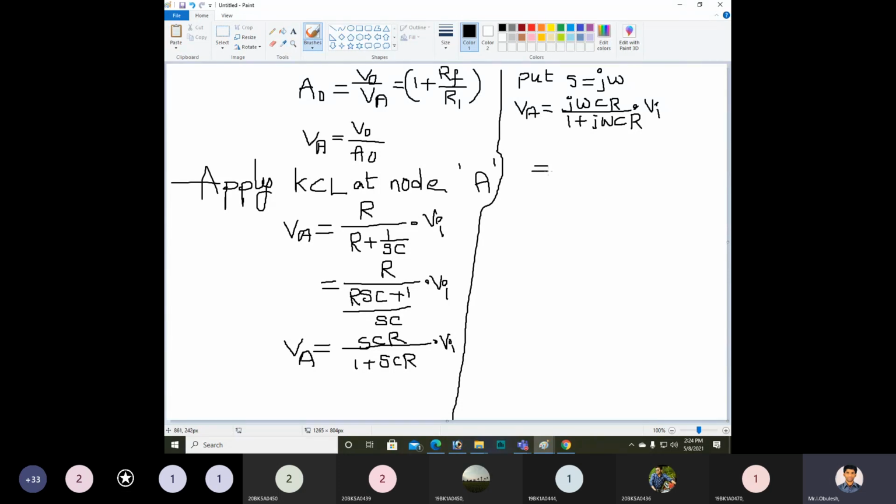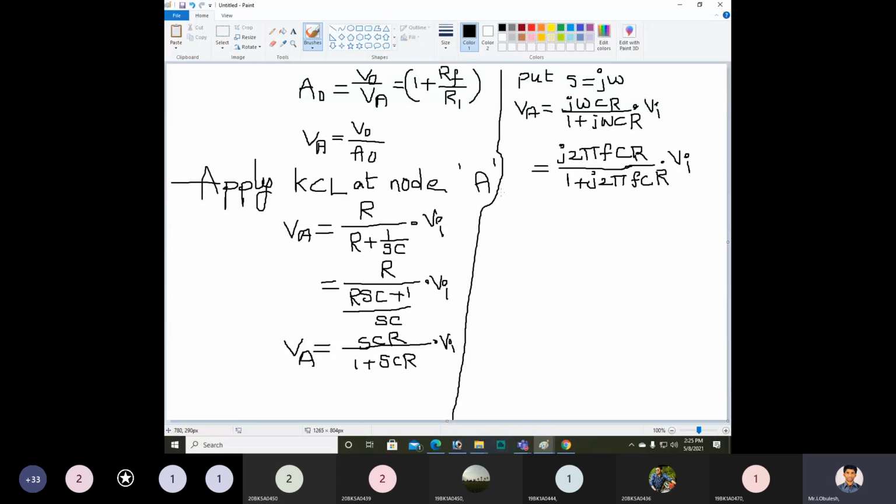Simplify the expression. That equals j2 pi FCR divided by 1 plus j2 pi FCR, into Vi.